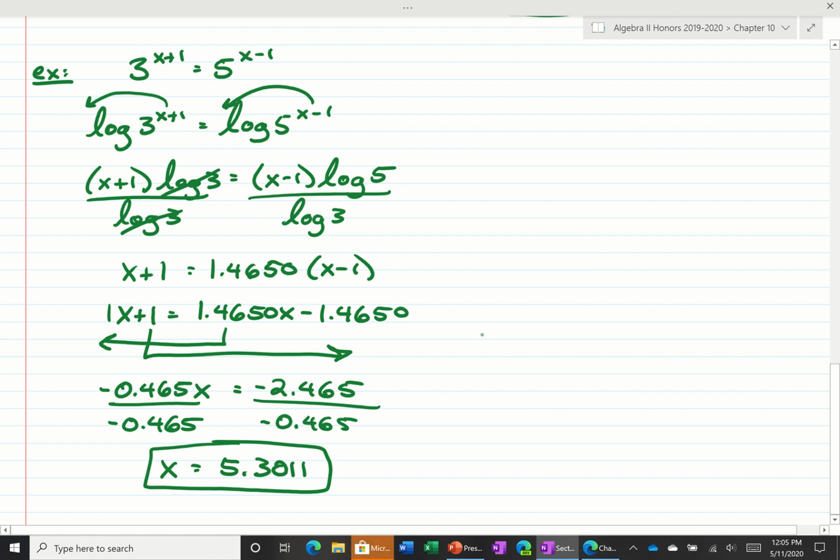For homework, what I would like you to please do is on practice 10.6. I would like you to please do numbers 2 to 12 even.